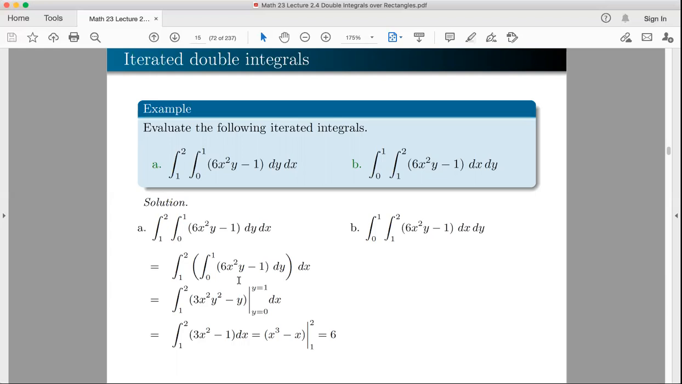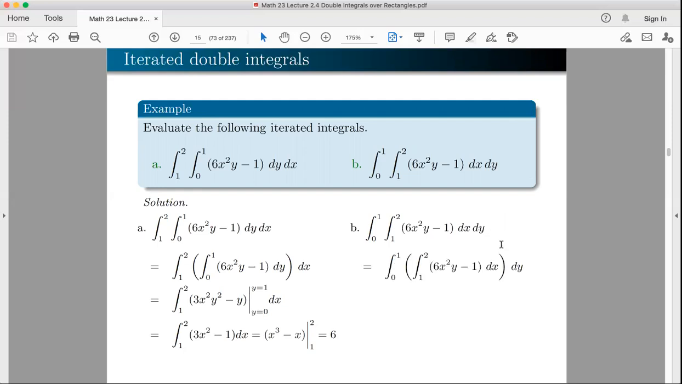So take note that this looks similar to our problem in letter A, except that we now evaluate with respect to x first, and then we evaluate with respect to y. So the question is, are we getting the same answer, 6? Okay, you may want to pause the video for a while and try this on your own. Okay, so let us continue.